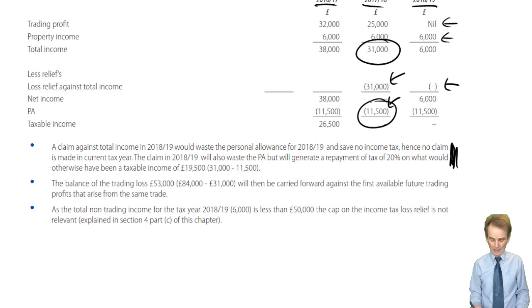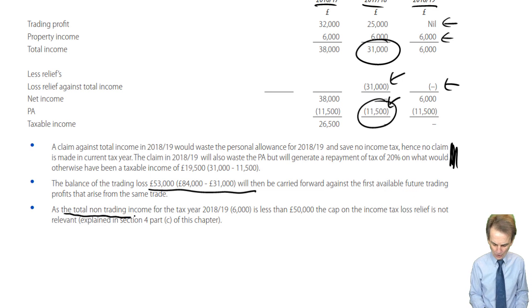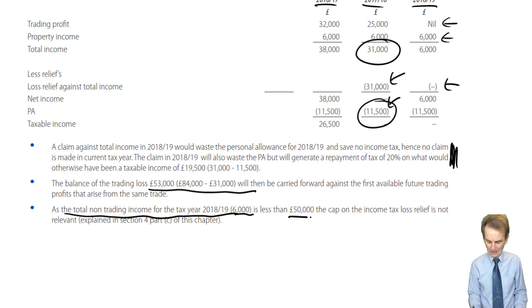The balance of that loss would therefore be carried forward. We did a little loss memorandum for that. I've just got a reference to it here. One thing that we haven't yet seen is that we mentioned a cap applying. We'll see this coming up again in our next lecture together. Just one little amendment. Hopefully this will be amended by the time you are looking at this anyway. But it says here, as the total non-trading income for the tax year 18-19 is 6,000, which is less than £50,000, the cap on the income tax loss relief is not relevant. This comes up, as I said, in section 4.